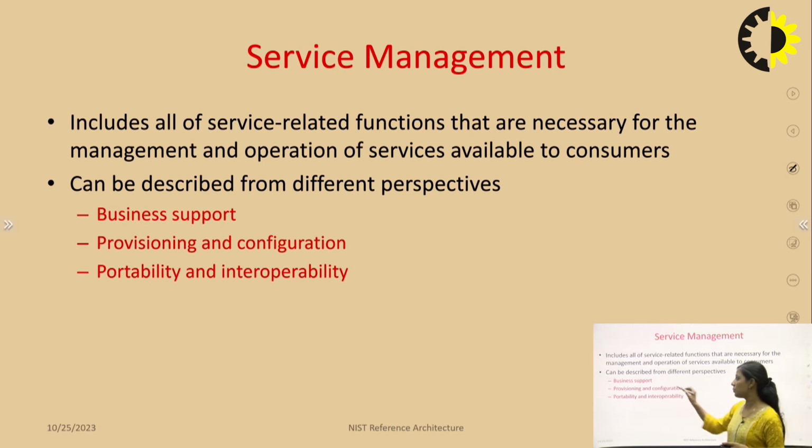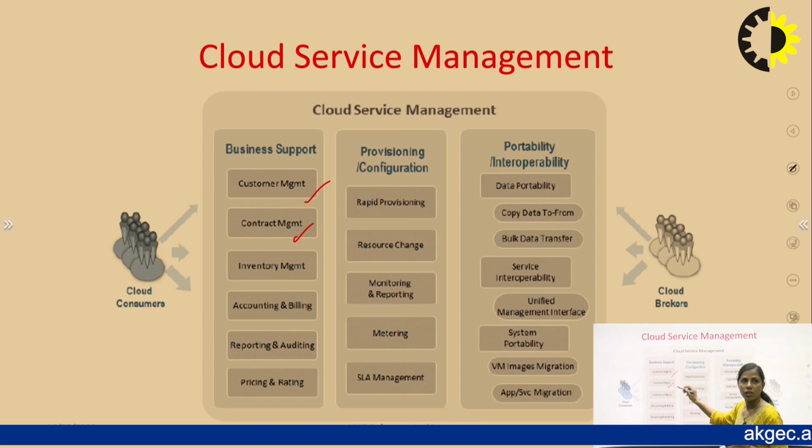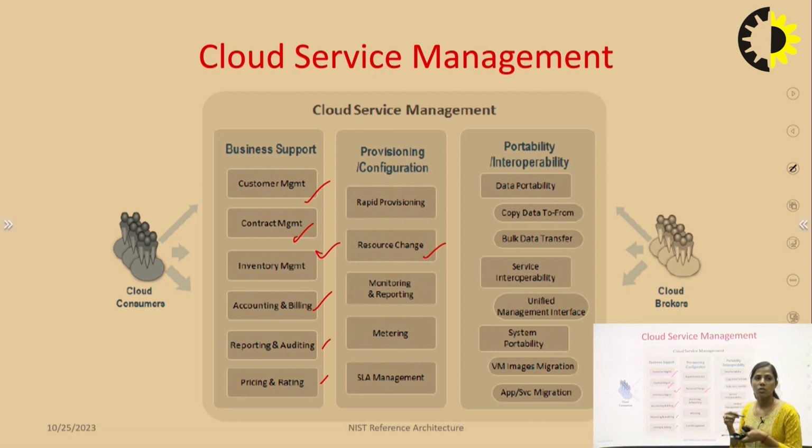It also includes business support, provisioning and configuration, portability and interoperability. These are the different services. In business support, we have customer management, contract management, inventory management, accounting, reporting, pricing and renting. These are the various services managed by these cloud services. In provisioning, we can see how the resources change. We can use metering, meaning how much resources you have used. These work over metering, and we also have monitoring and reporting.